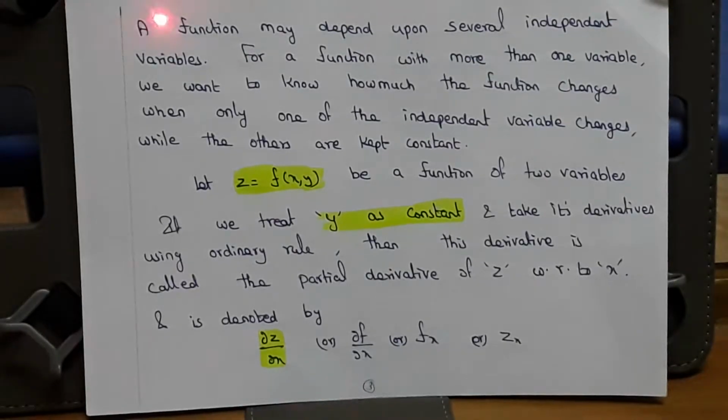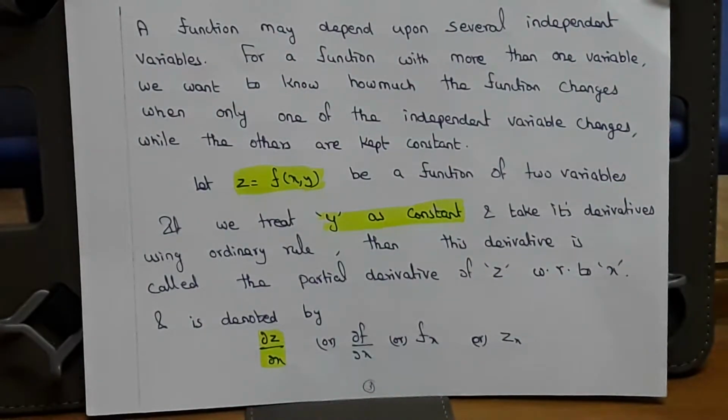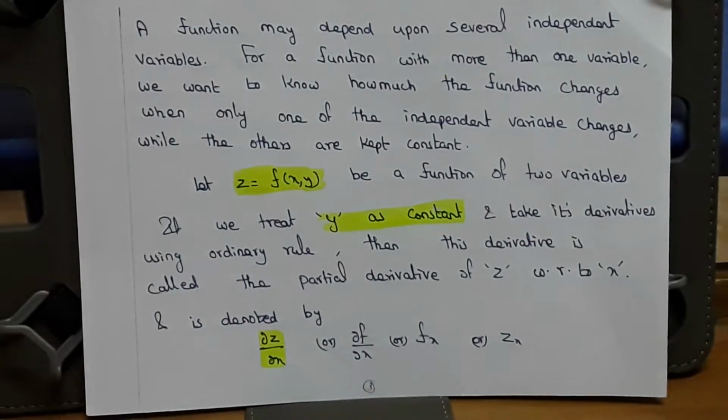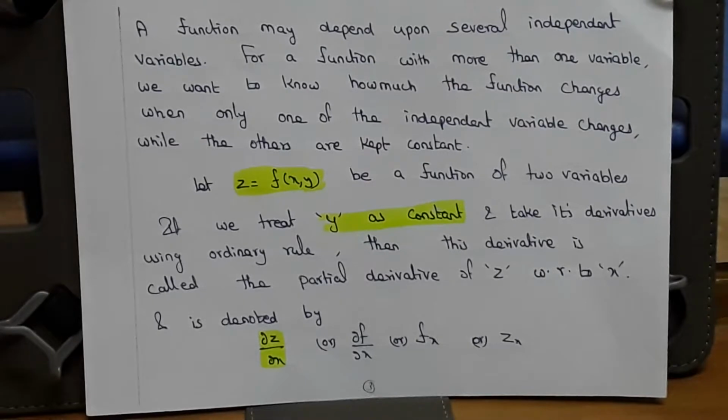A function may depend upon several independent variables. For a function with more than one variable, we want to know how much the function changes when only one of the independent variables changes, while the others are kept constant. Previously we have seen the function of a single variable. There, if you give an increment to the single variable, we have seen how the function y changes. Here we are keeping one variable constant.